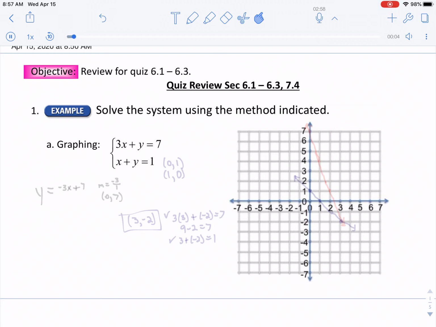Okay, this is a review for the quiz, section 6.1 through 6.3. So we want to solve this system by graphing. So the first one, I'm going to put that in slope-intercept form. That means that I'm going to subtract 3x from both sides. So I get y equals negative 3x plus 7.